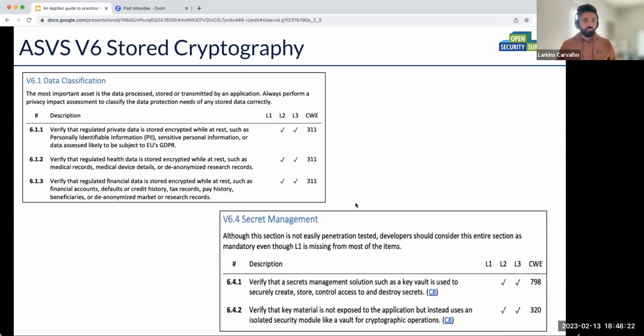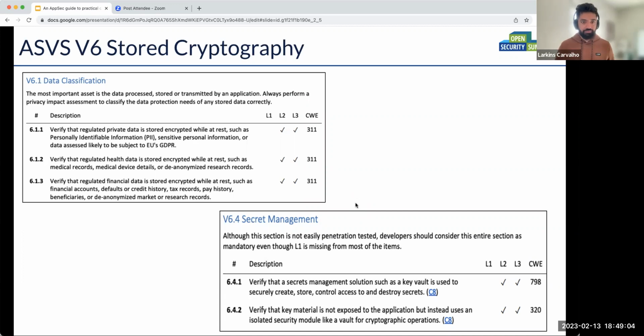Stored cryptography is V6 in this document, and it has different components as well. What it says is ensuring the verification satisfies the high level requirements. Some of the requirements it talks about are the cryptography module failing in a secure manner so that errors are handled correctly, using the right random number generators, and the access to the key being securely managed. Then there are four different components. Two are listed here, data classification and secret management, but there are two more, algorithms and random values.